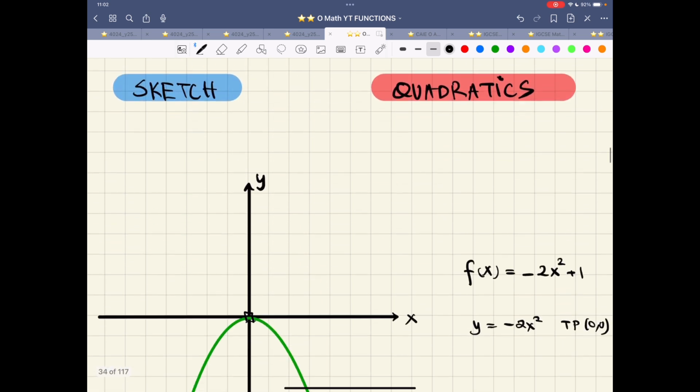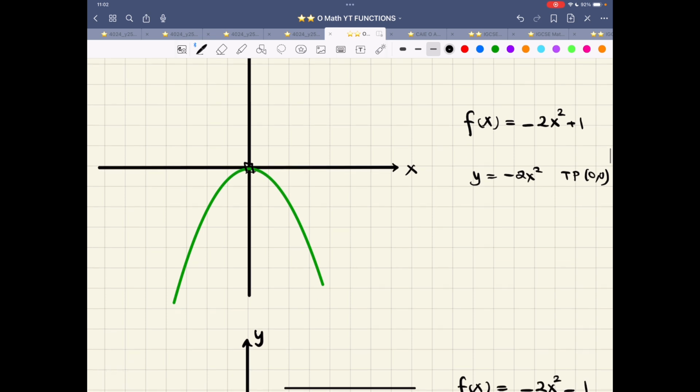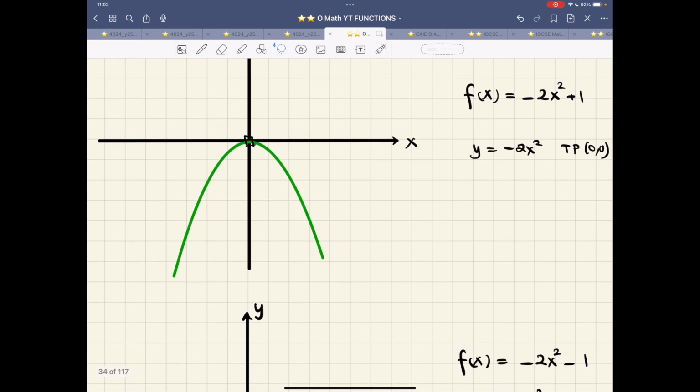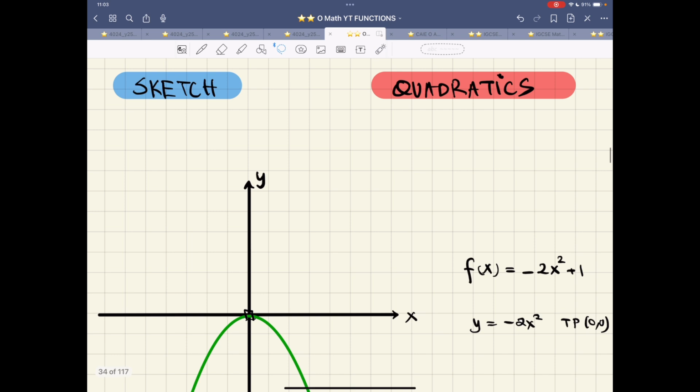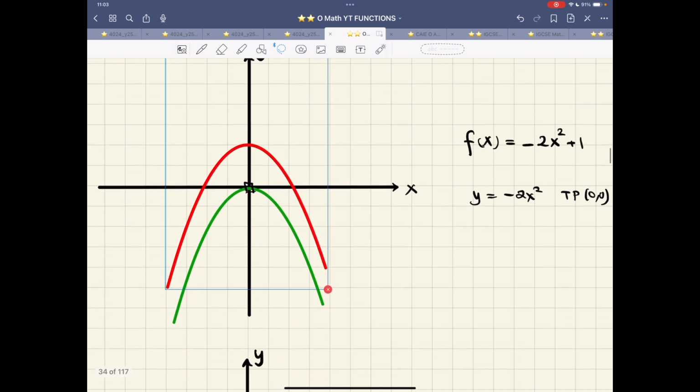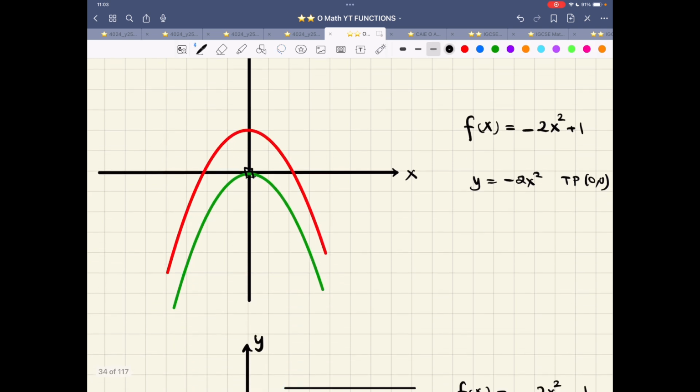As simple as this. Now minus 2x squared plus 1. Minus 2x squared is already drawn, and let me draw on top of it. Over here, copy it and flip it, more or less the same size. This is minus 2x squared plus 1. So the red one is f(x) equals minus 2x squared plus 1. The turning point is 0, 1. This turning point was 0, 0.